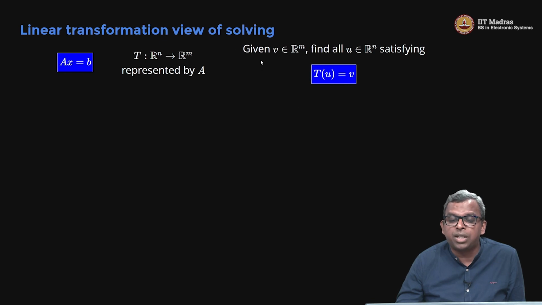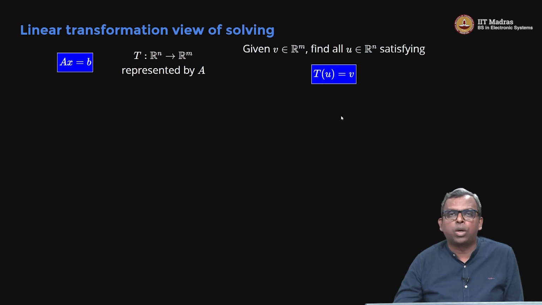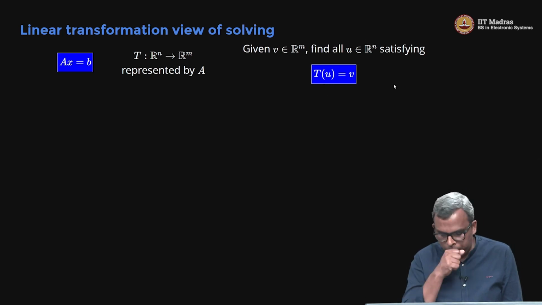So what is the solution? Given a vector v in Rm, I have to find all the u in Rn which satisfy this. Under T, T of u should become v. This is what I'm looking for when I solve.